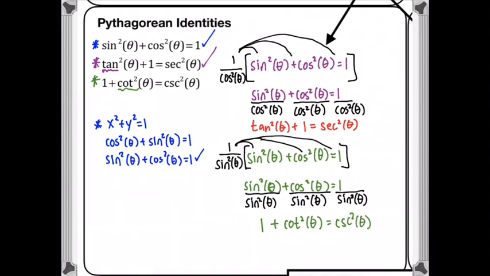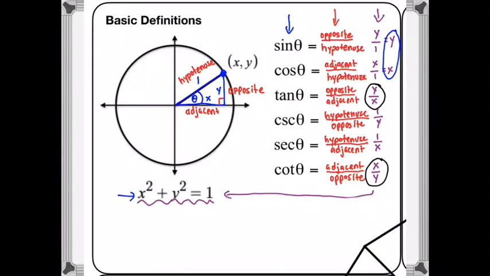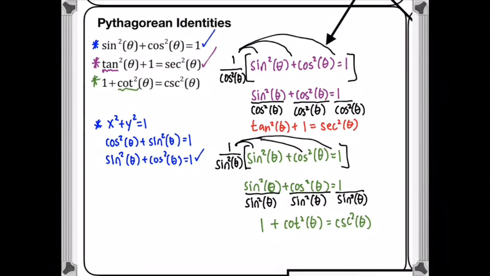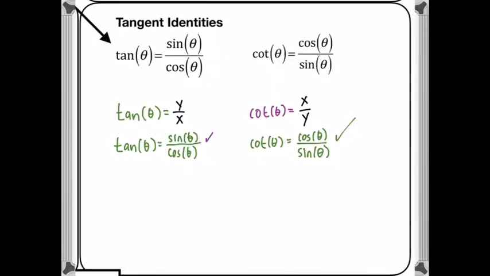Okay, so that brings us through our basic definitions, our Pythagorean identities, and our tangent identities. Now we're going to introduce some other identities, and then take a look at how to use these trigonometric identities to rewrite something that's convoluted into something different, for whatever reason you may need to in the future.